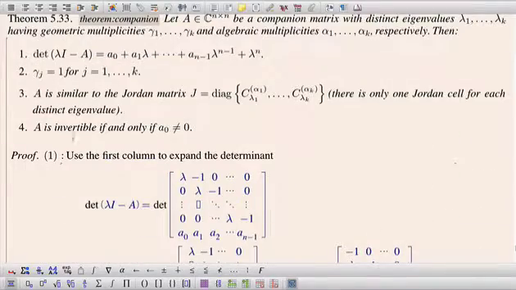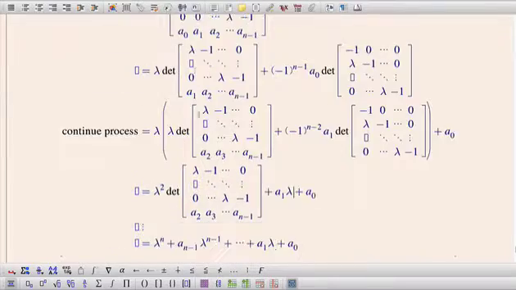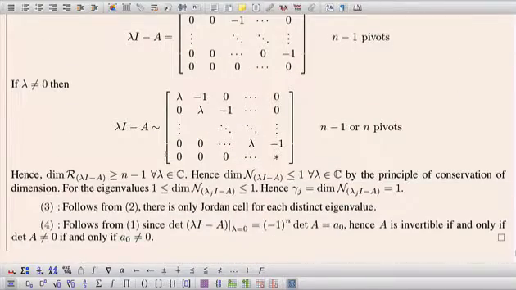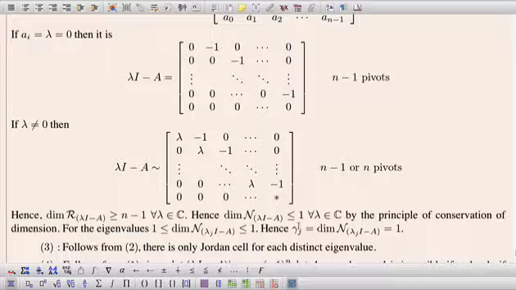The third part, the similarity to this Jordan matrix, that's actually coming out from the Jordan cells being counted according to the gamma j geometric multiplicity. So it follows from this second part.